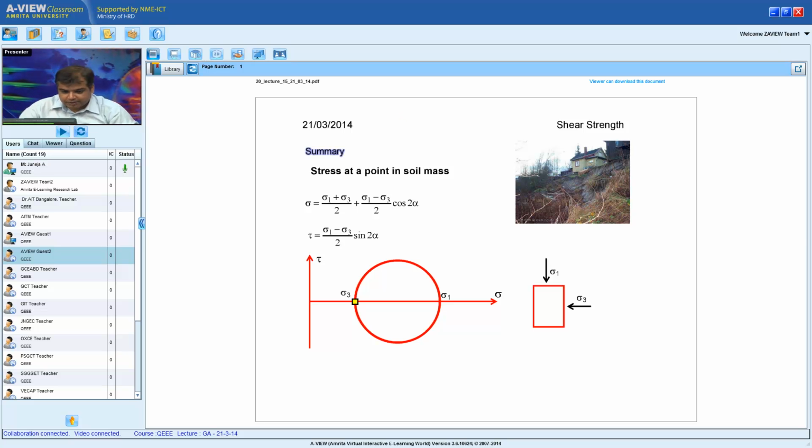Okay, so let's begin. Today is our last lecture, last class, by the way. We would summarize our shear strength. We started with shear strength the other day, and today I intend to continue. But of course, like I said, the chapter on shear strength is a huge chapter.